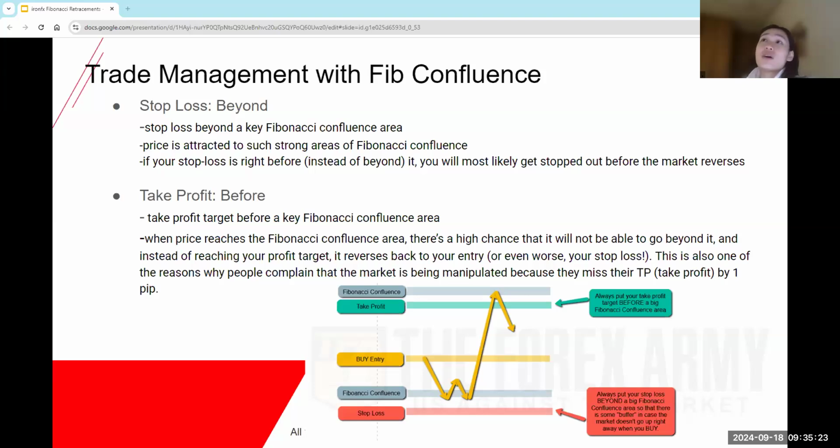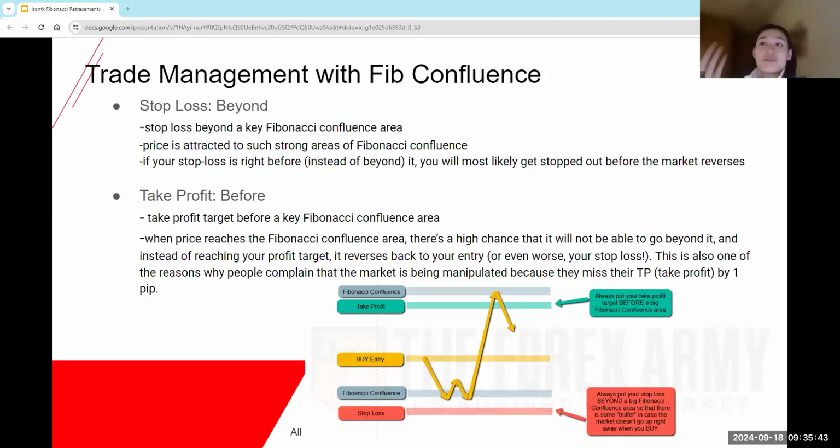If you have multiple pivot point levels, if you use pivot points or even just swing highs or swing lows, if you have many levels that are lining up, telling you that it's forming a confluence in that area, we'll place our stop loss beyond, take profit before.